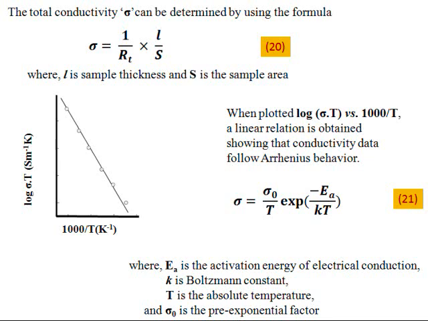Putting the value of total resistance in equation 20, the total conductivity of the electrolyte can be determined. When log sigma T versus 1000 by T is plotted, if a linear relation is obtained, it shows that the conductivity data follow Arrhenius behavior. The activation energy E of the electrolytic conduction can thus be determined from relation 21.